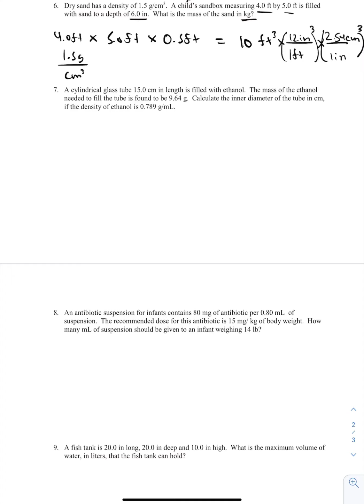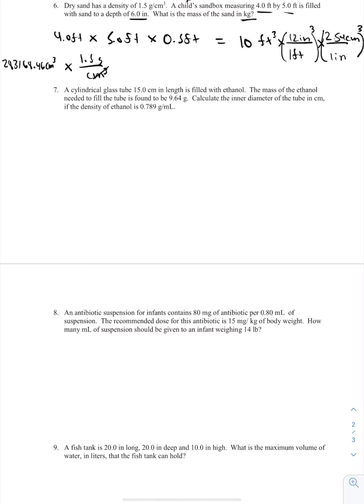So if I do this in my calculator, 10 times 12 cubed times 2.54 cubed, I get my volume in centimeters cubed, which happens to be 283,168.46, and so on and so forth, right? And that's in centimeters cubed, okay? So that's my answer in centimeters cubed. I can now use my density, which is in grams per centimeters cubed, and multiply these two and see what I get.